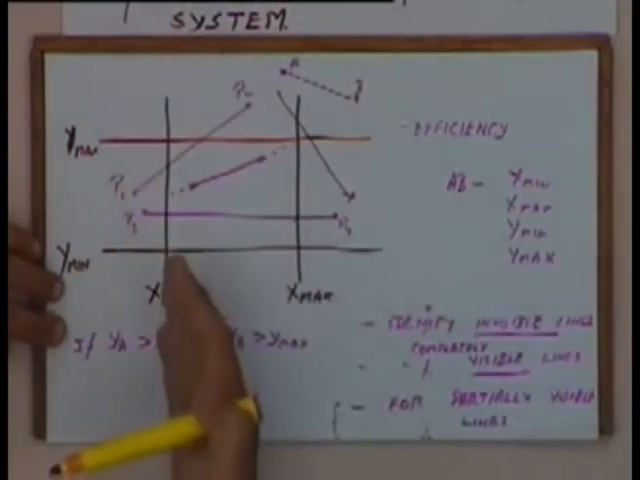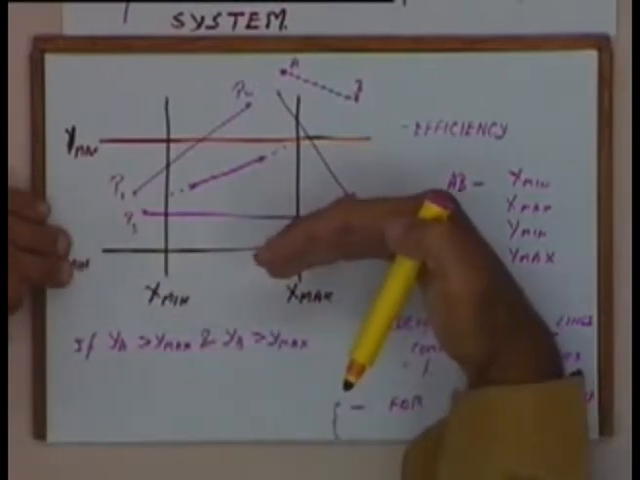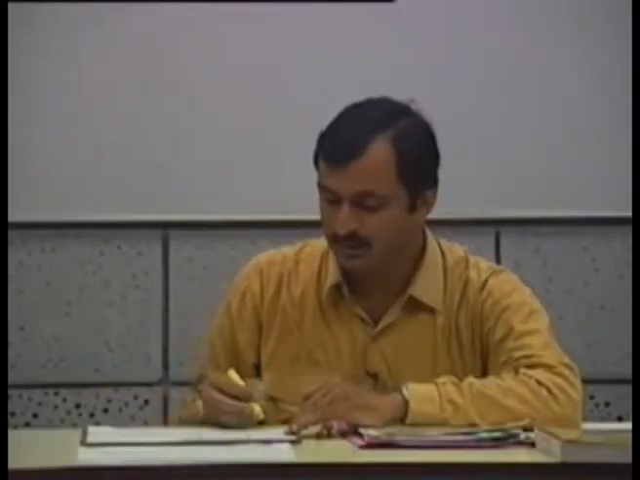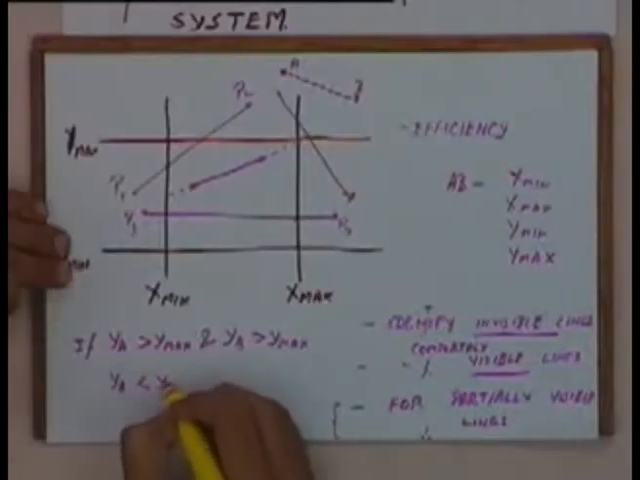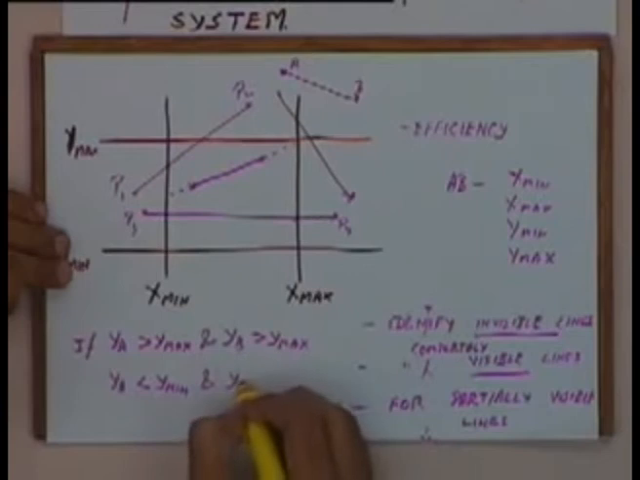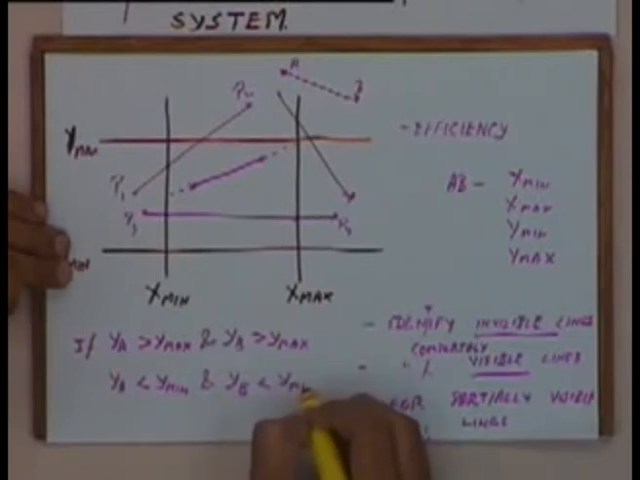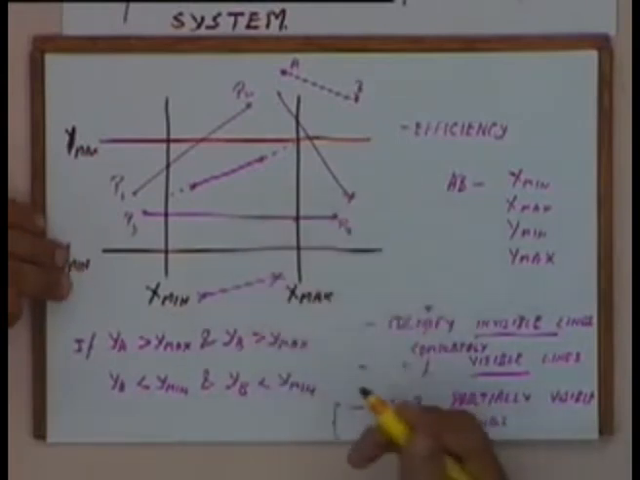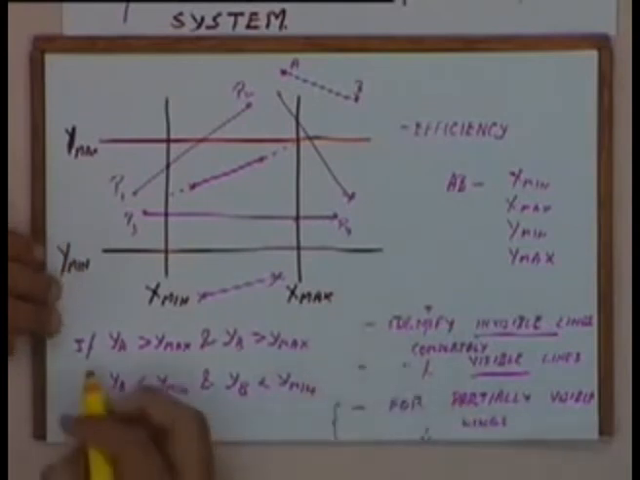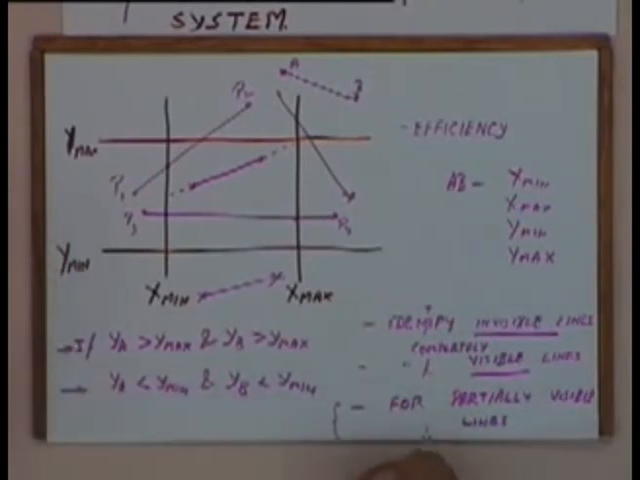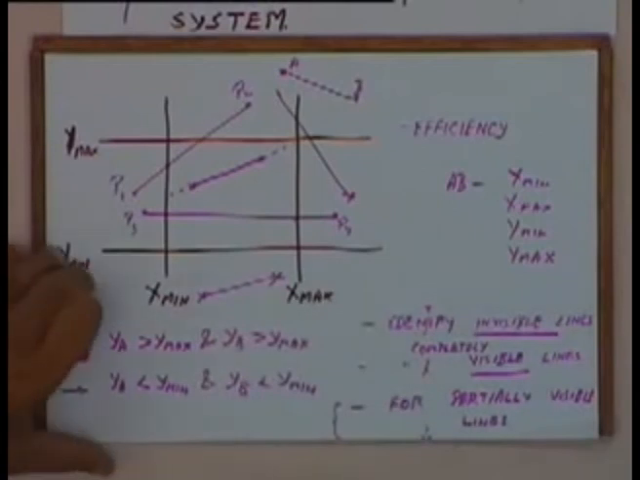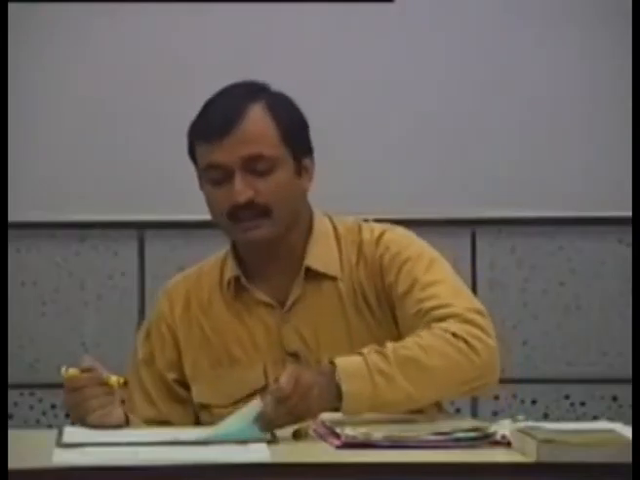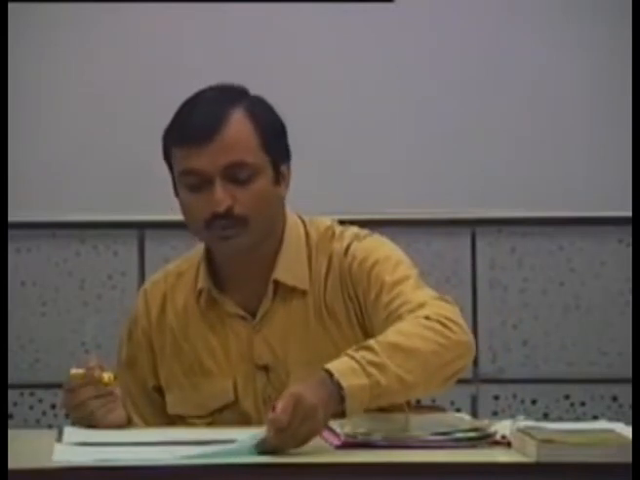Similarly, I can have constraints for each of the 4 lines. So if y of A is less than y min, and y of B is also less than y min, that means the line is somewhat like this. Even then the line will be totally invisible. Instead of checking for constraints like this, checking such constraints a number of times can become slightly messy. Instead of that, we use what is called as a 4-point code.